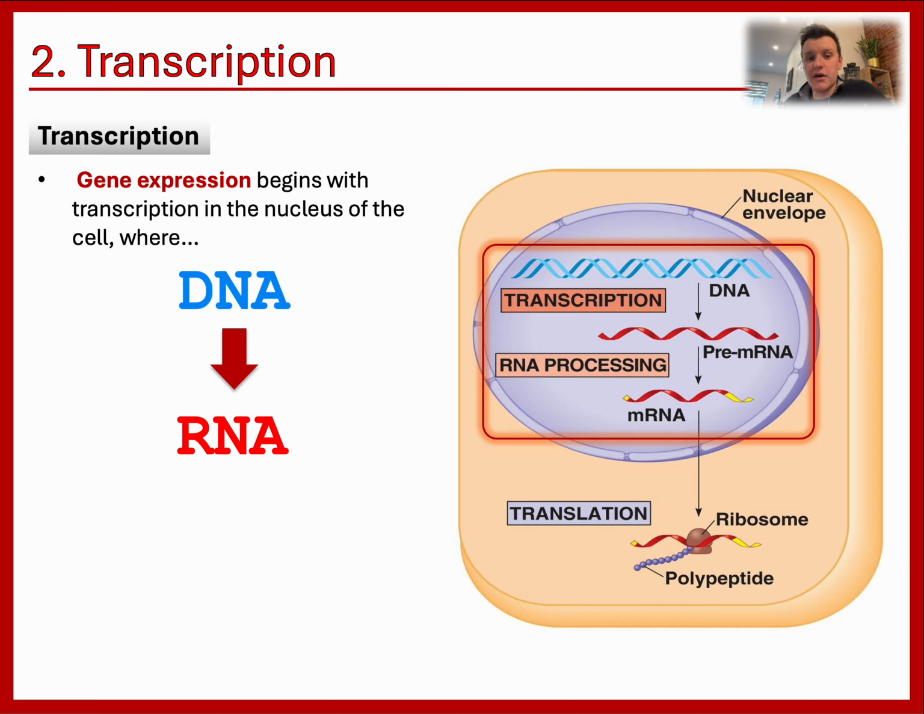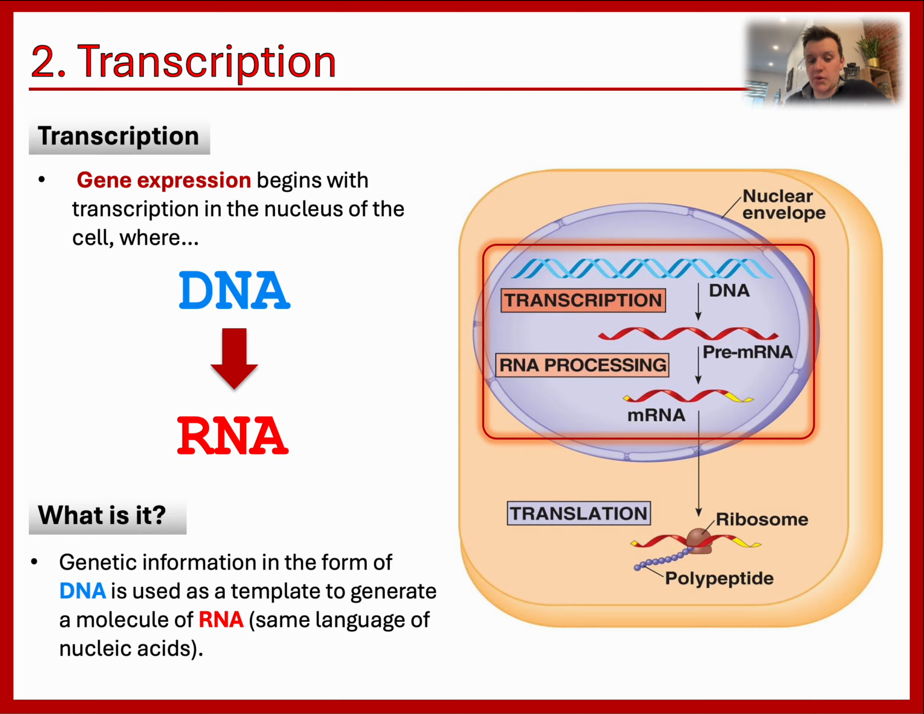It's important to know where transcription occurs, where translation occurs, okay? In the nucleus, this is where we take DNA and turn it into this mRNA, right? This messenger RNA. Don't worry too much about the pre-mRNA. We're going to be having this mRNA. What is it? So in transcription, genetic information in the form of DNA is used as a template to generate a molecule of RNA, right? They're the same language of nucleic acids, except for that little U versus T.